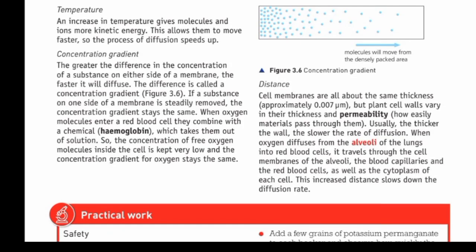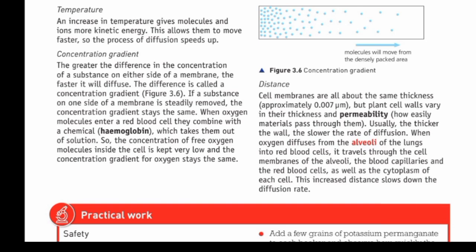Now the third point is the concentration gradient. The bigger the difference between the concentrations, the faster the diffusion is. In red blood cells, oxygen combines with hemoglobin. This keeps the oxygen concentration low inside the cells and maintains a steep concentration gradient. Concentration gradient means the difference between the two concentrations in the two areas where the diffusion takes place.